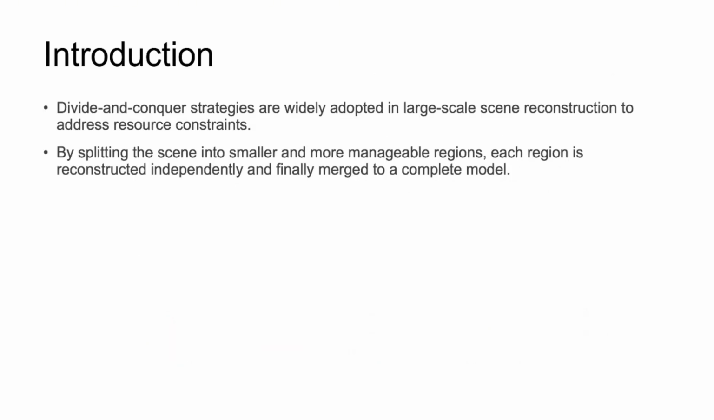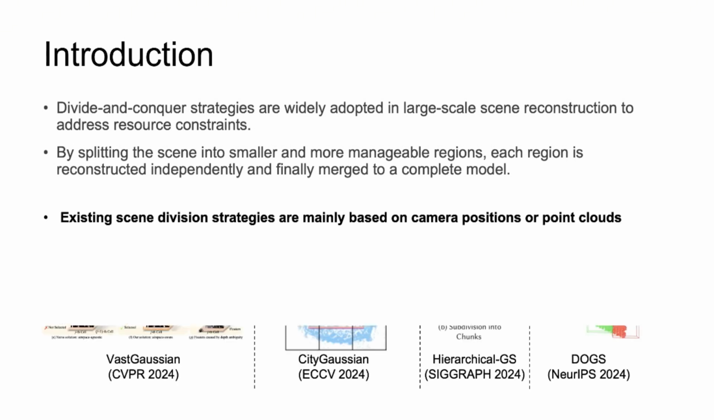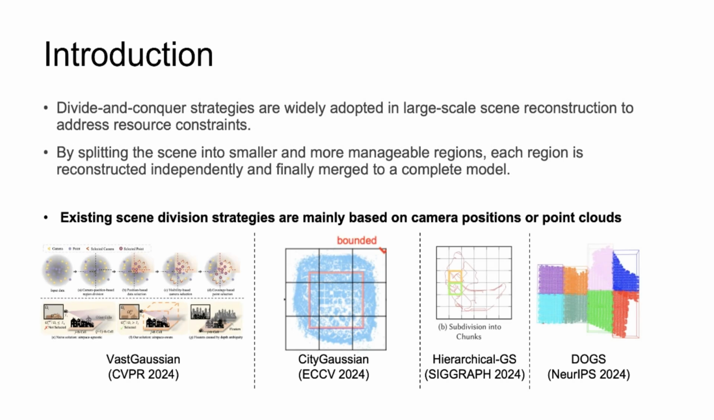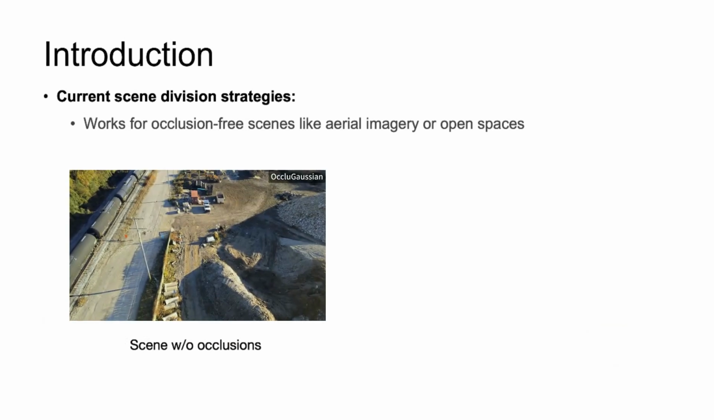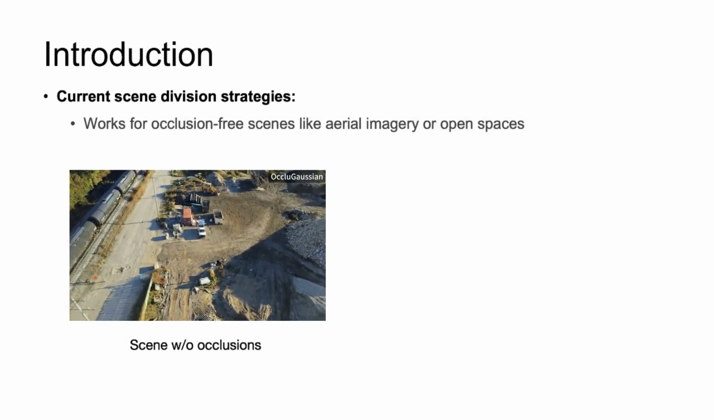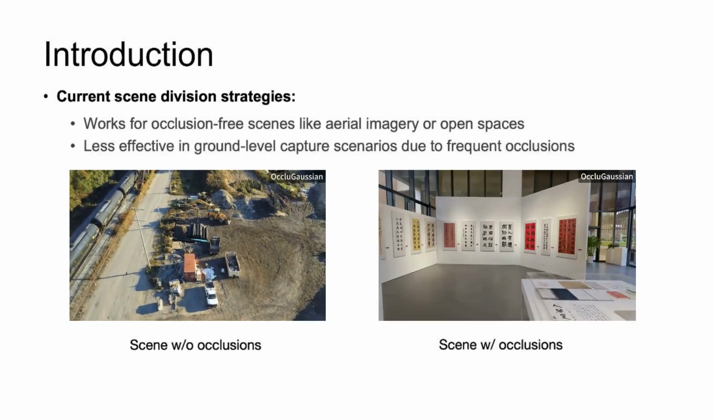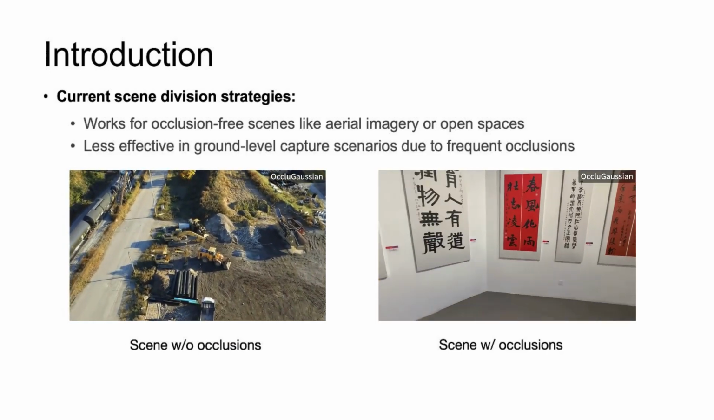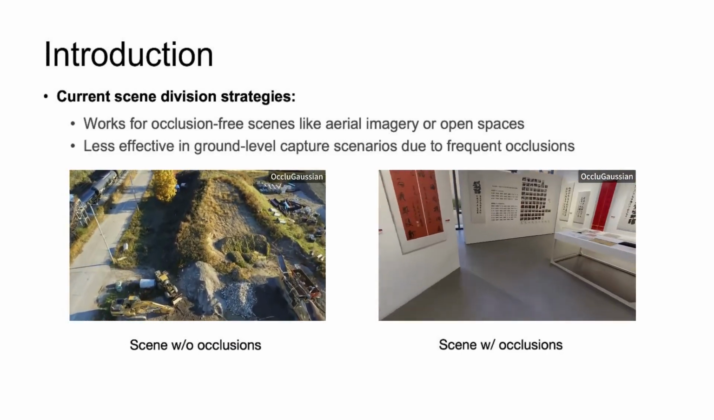Large-scale scene reconstruction often relies on divide-and-conquer strategies to manage resource limitations. By splitting the scene into several smaller and more manageable regions, each region is reconstructed independently and finally merged to a complete model. However, existing scene division strategies are based on camera positions or point clouds. These approaches are suitable for occlusion-free scenes like aerial imagery or open spaces. They overlook scene layouts and occlusions, which are commonly present in indoor environments.